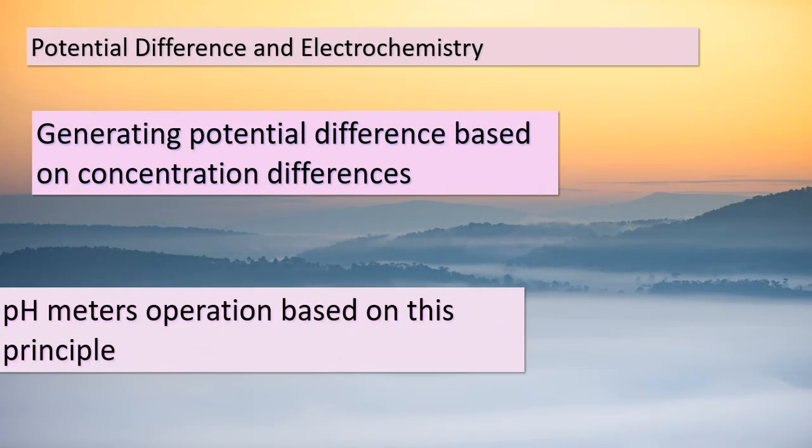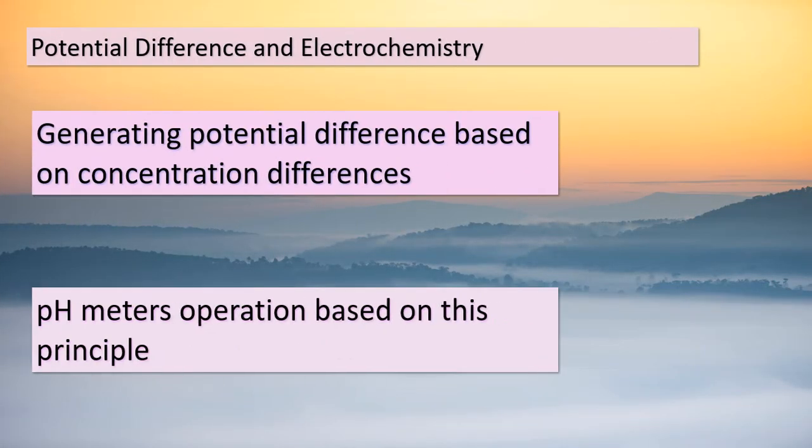Welcome back, students. Today, we're delving into the fascinating world of potential difference and its implications in various biological and chemical contexts. Our journey begins with the concept of generating potential by leveraging concentration differences. This phenomenon forms the foundation for the operation of pH meters, which play a crucial role in measuring the acidity or alkalinity of solutions. These meters work by capitalizing on the potential difference created due to varying ion concentrations.